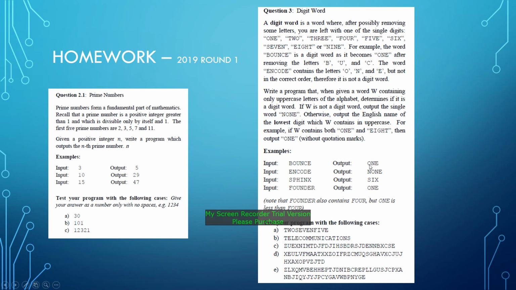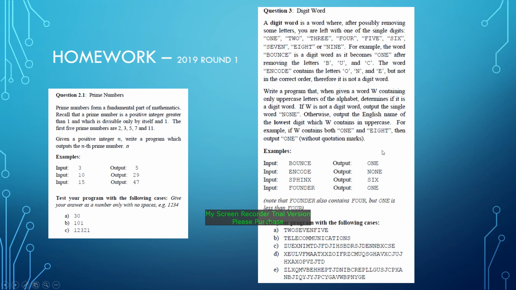So then we get the word 1 inside the word bounce. For the word sphinx, we have an S, an I, and an X. So then we get the word 6. For founder, we once again have an O, N, and E, also equating 1.